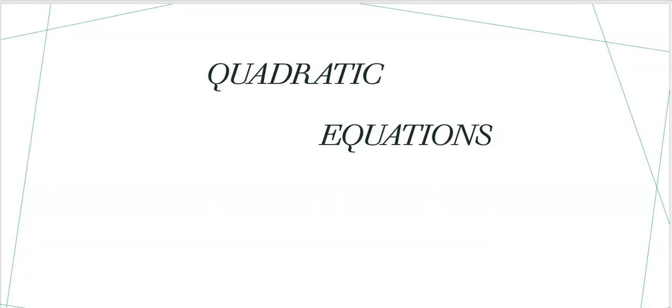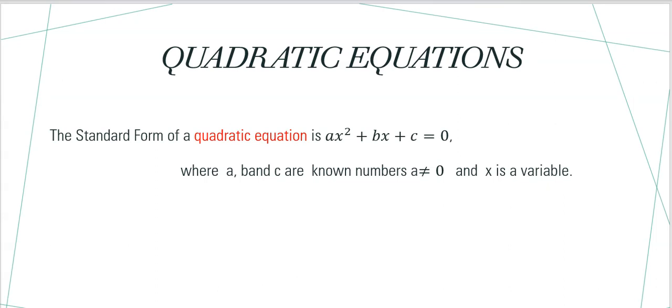Everyone. In this video, we will see what is the standard form of a quadratic equation and how do we find the solution of a quadratic equation by using the quadratic formula. So, the standard form of a quadratic equation is ax square plus bx plus c equal to 0, where a, b, c are any real numbers and x is the variable.